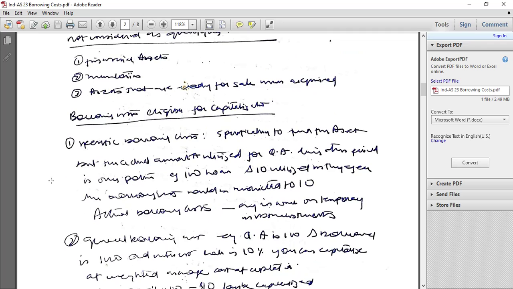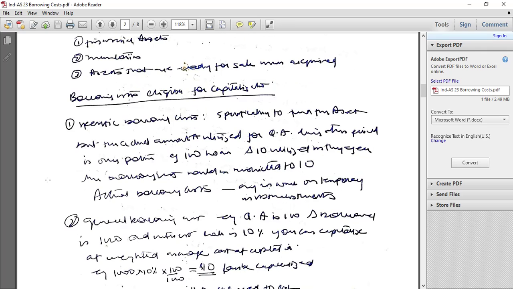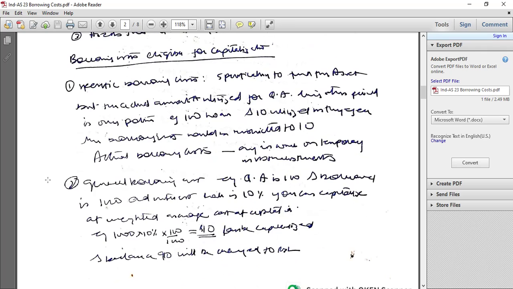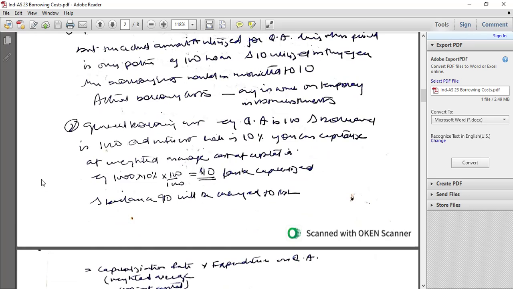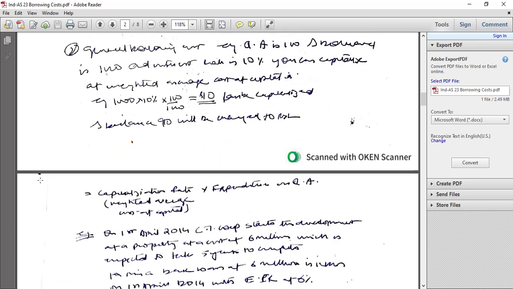General borrowing cost. Example: the qualifying asset is 100, borrowed is 1000 and the interest rate is 10%. You can capitalize at the weighted average cost of capital: 1000 into 10% into 100 divided by 1000. 10 would be the amount that can be capitalized and the balance would be charged to P&L. Capitalization rate into expenditure on qualifying asset.